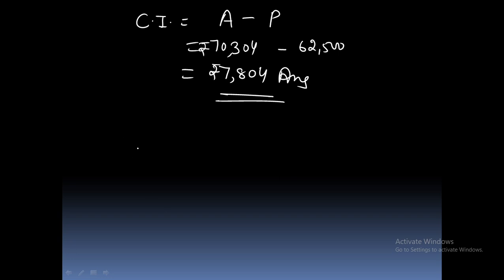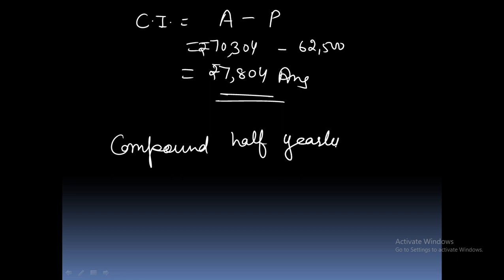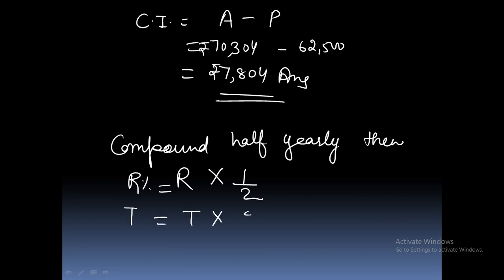You should keep in mind that if it is written compounded half yearly, then the rate will be multiplied by 1 by 2 and the time will be multiplied by 2, because in 1 year there are 2 half years. 1 by 2 plus 1 by 2, we get 1 year.